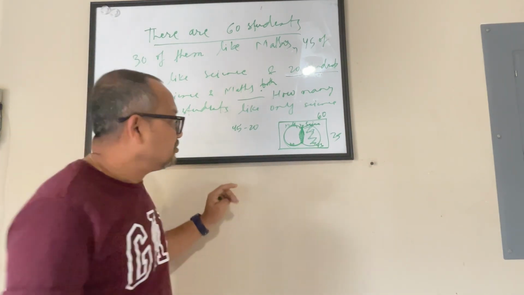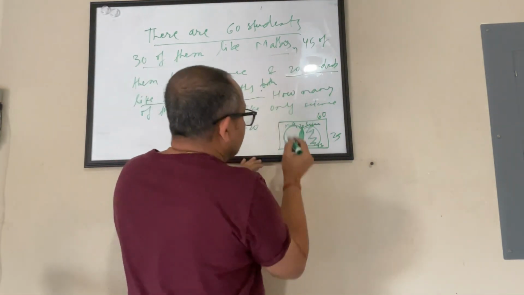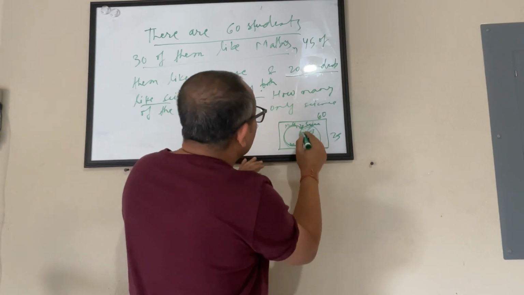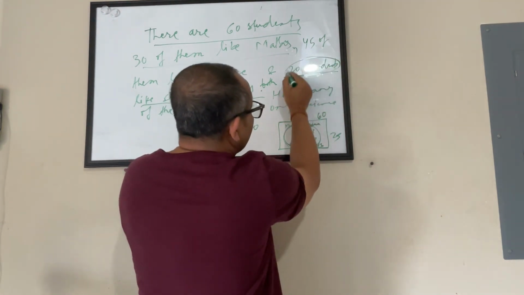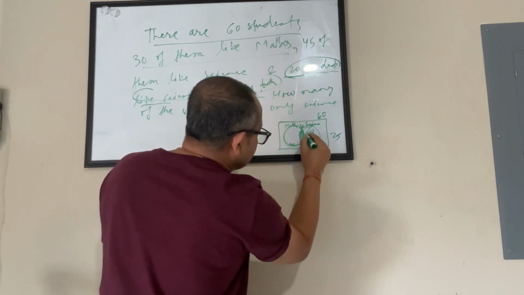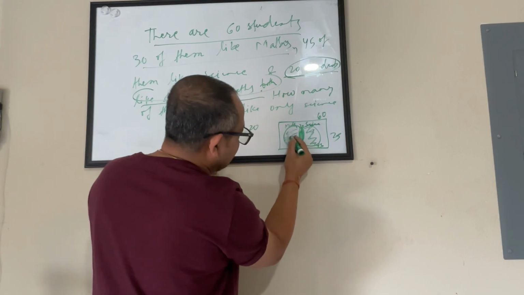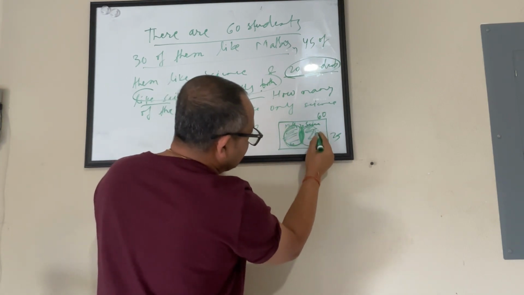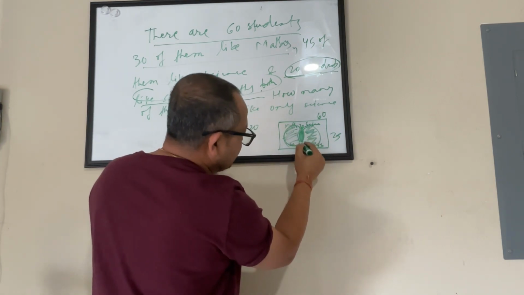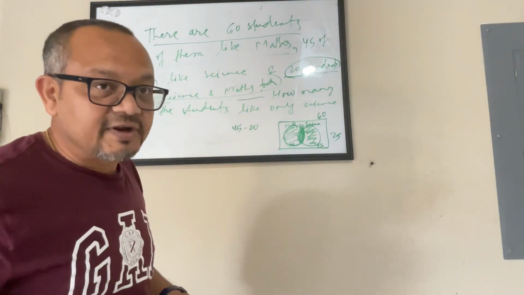30. Now, 30 is my total count of math. 30 of them like math. So 15? What is total count? 20. 20 like science and math both. Science and math both is this part, common between these two circles. So whatever is here on this side is only math. Whatever is here on this side is only science. And this is the group that says science and math both. That is the purpose of a Venn diagram.